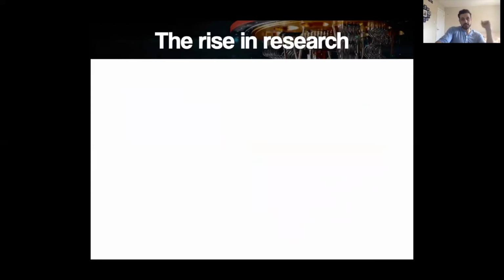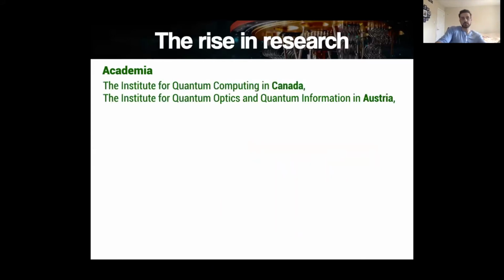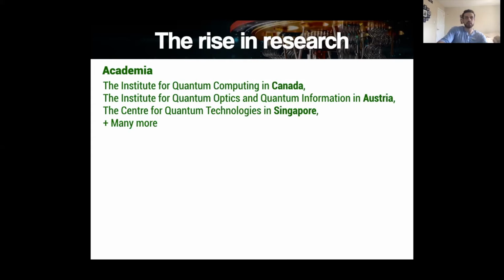And to prove that, just look around the globe. If you look in academia, the number of institutions that have popped up with a focus on just quantum computing research is incredible. We have the Institute for Quantum Computing here. There's the Institute for Quantum Optics and Quantum Information in Austria, the Center for Quantum Technology in Singapore. Just search quantum institutes. You're going to find a massive list of these institutes, and they are global.